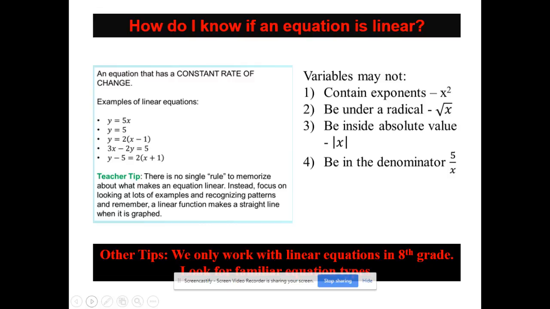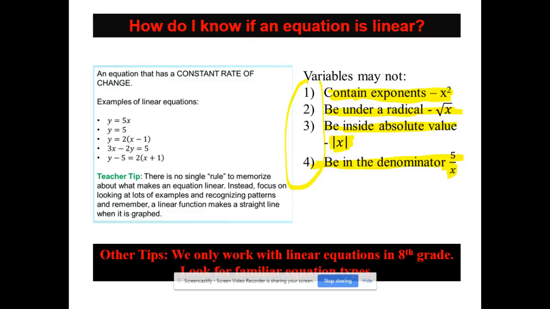For the purposes of today, here are some ways that you can look to see if an equation is nonlinear versus linear. For an equation to be linear, the variables cannot contain exponents. So there can be no exponents in my equation. The variables cannot be under a radical. The variables cannot be inside absolute value. And the variables cannot be in the denominator. These different options make something nonlinear.